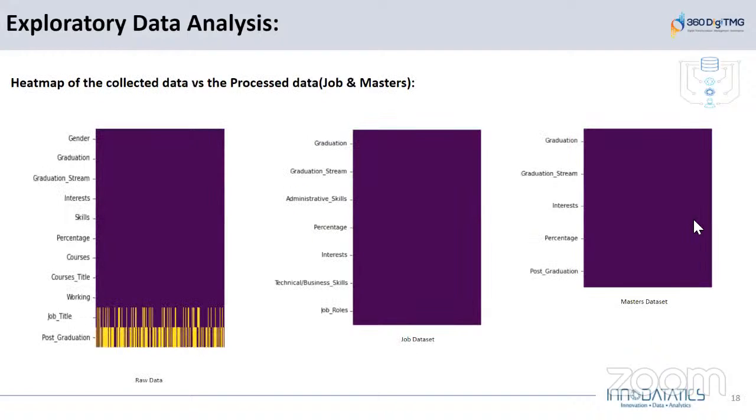Next up, we have the heat map for the job and master's data set. So towards the extreme left, you can see the raw data set, which has the null and missing values. Towards the right side, you can see the job and the master's data set with the null values removed or replaced and the variables that we considered for these two data sets.